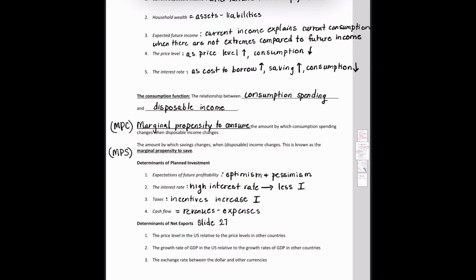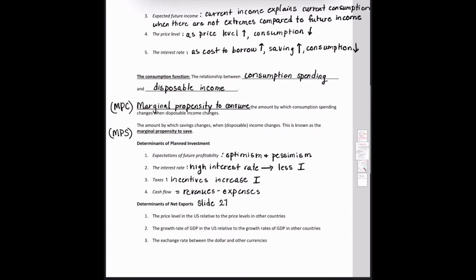Okay, the consumption function, it shows the relationship between consumption spending and disposable income. We can see that as real disposable income increases, real consumption spending will also increase. This makes logical sense as well. And if we graph that out, we can see a linear type of pattern. This is illustrated in slide 17 of the PowerPoints.